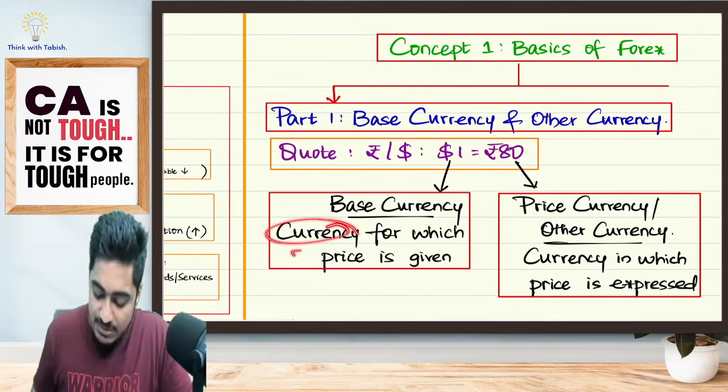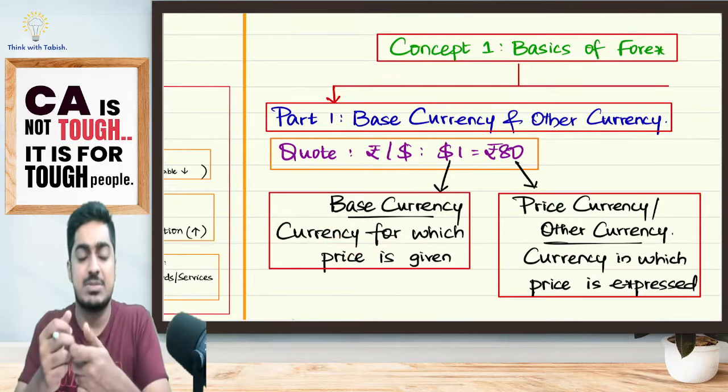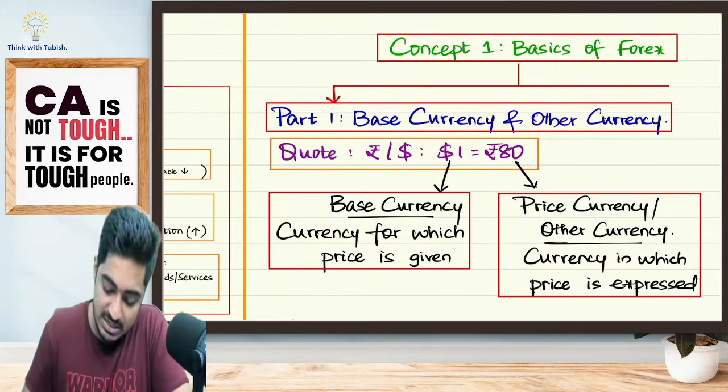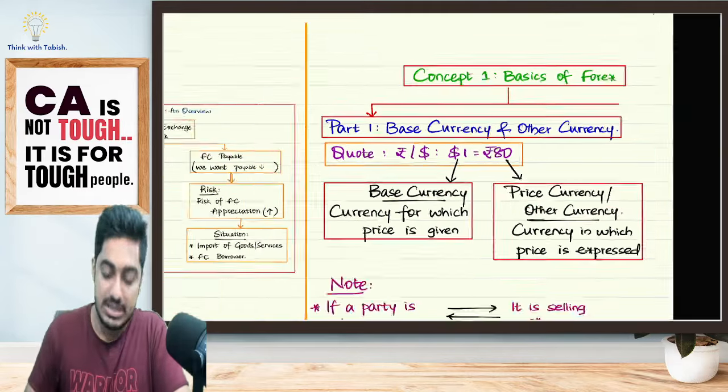Base currency is the currency for which the price is given. I am expressing the cost for $1. How is it expressed? In terms of rupees. That is called the price currency or other currency.